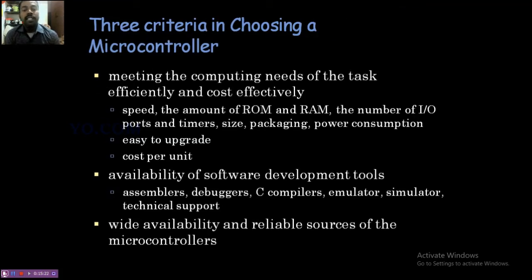Okay, right. Then three criteria for choosing a microcontroller. Why do we choose the microcontroller? Meeting the computing needs of the task efficiently and cost effectively. The microcontroller is low cost, so we can use it to control any one of the applications. If you want to control one washing machine, using a computer is costliest and a very larger size. Instead of a computer, we can use a microcontroller to control the washing machine.